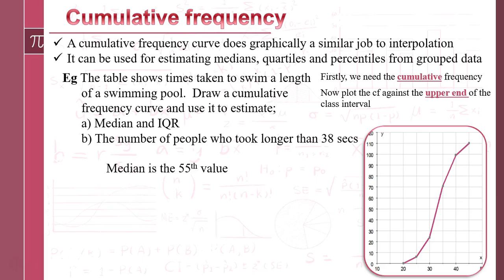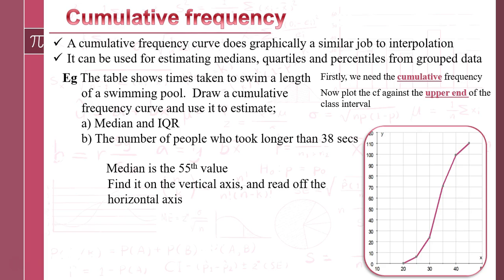And now if we want to find the median, we've got 110 values. So our median is the 55th value. So we're going to find our 55th value on the vertical axis. So here we go, up to 55. There we go. Draw across and then read our value off the bottom axis. So we're talking about time taken to swim a length of the swimming pool. The median time was 33 seconds to swim a length of this pool.